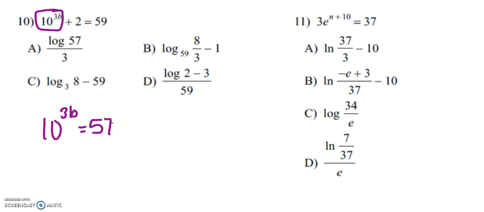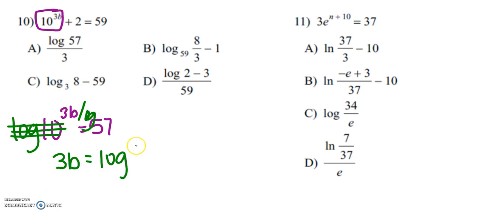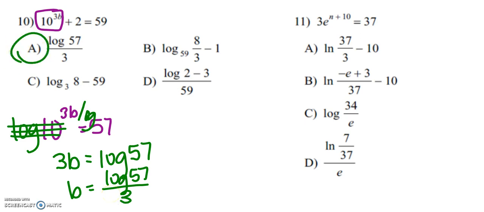I don't think there's going to be a way to rewrite 57 in a base of 10 nicely, so I'm going to choose to take the log of both sides. So log base 10 of 10 is going to cancel out, and I get 3b equals log of 57. To get the b by itself, I'm going to have log of 57 divided by 3, which is, again, answer choice A.